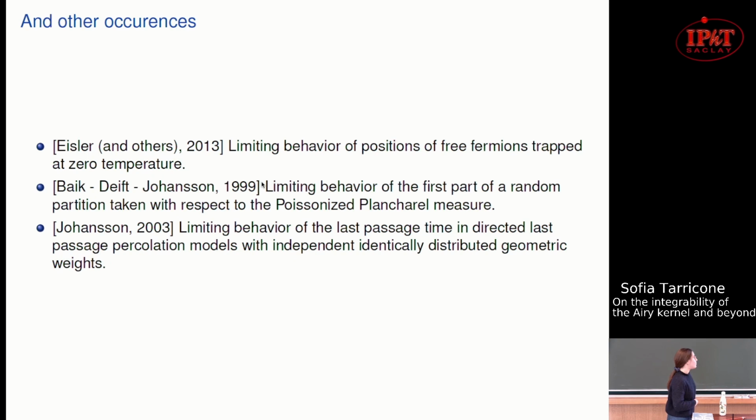Yeah, so you can think about a square in R2. You consider a square or rectangle of dimension n times n, and you take points on the integer lattice, and the points have a certain weight. You look at the rightmost path, the longest path that you can find in this setting, and this turns out to be related to the model of random partitions.